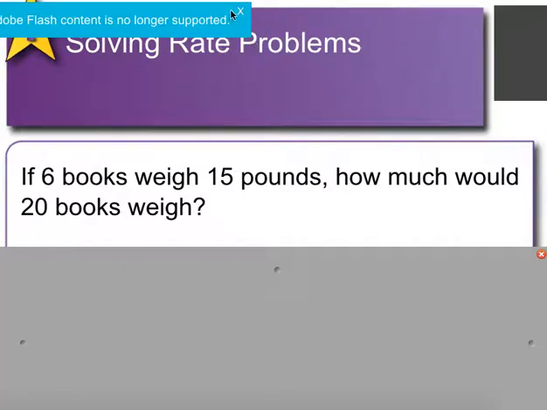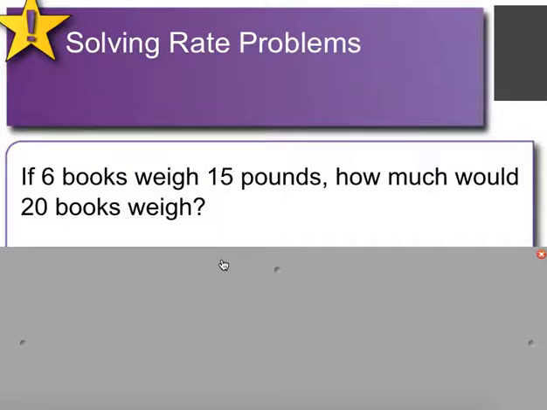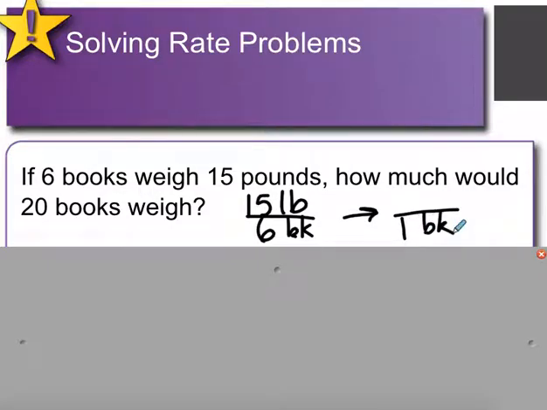And now let's use the unit rate to solve this problem. If 6 books weigh 15 pounds, how much would 20 books weigh? Well, let's figure out how many pounds it is for 1 book. Right now we have 15 pounds is 6 books. So if I am going to 1 book, I need to divide by 6. If I do 15 divided by 6, I end up seeing that that's just 2.5. 2.5 pounds for 1 book.